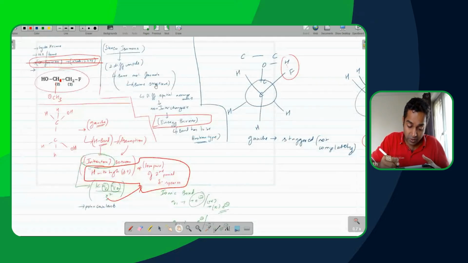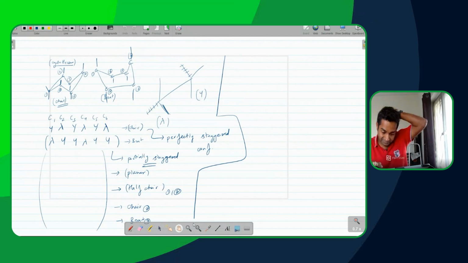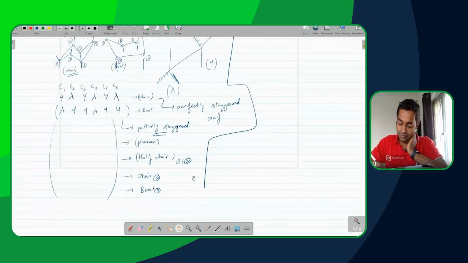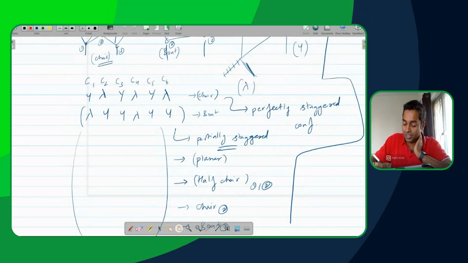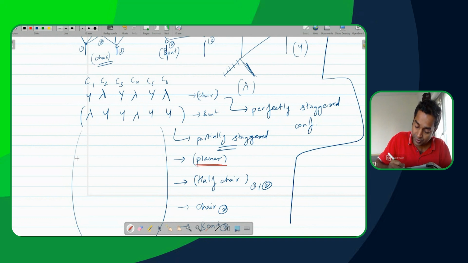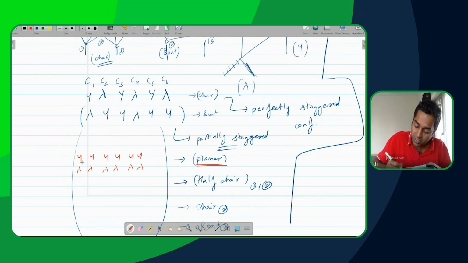Next was your cyclohexane, no? Cyclohexane, we had just started discussing the idea here. So let's fill in the blanks. What is a structure if it's completely planar? All of them are the same conformation. Either it is a Y, or it is going to be an inverted Y. This is planar.